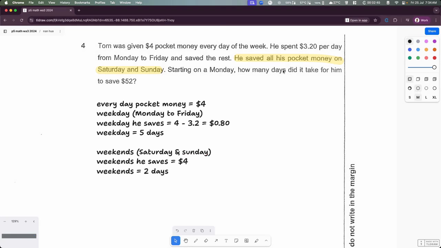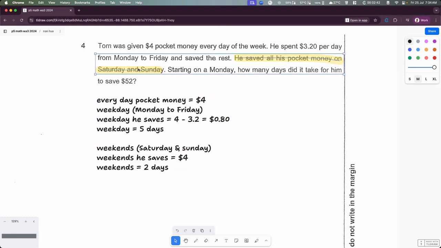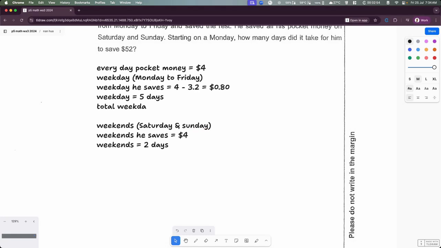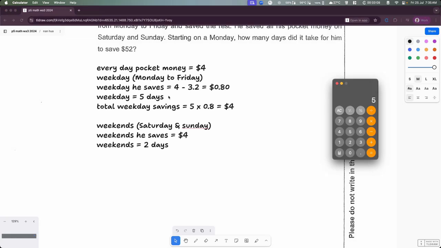So how many days did it take for him to save $52 in this case? What we need to do is calculate the total weekday savings, which is equal to 5 days times 0.8. This will give us dollars. I want to double confirm again: 5 times 0.8 is $4.